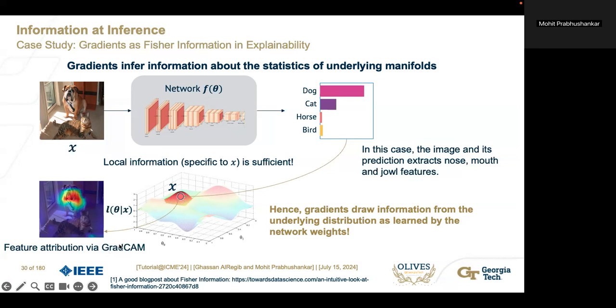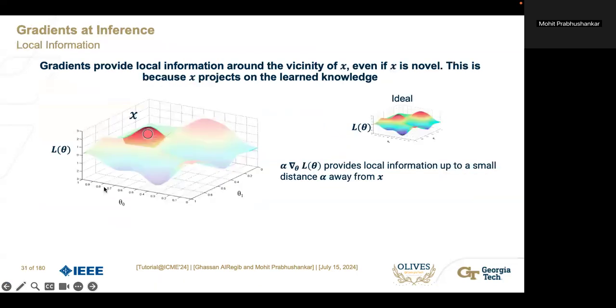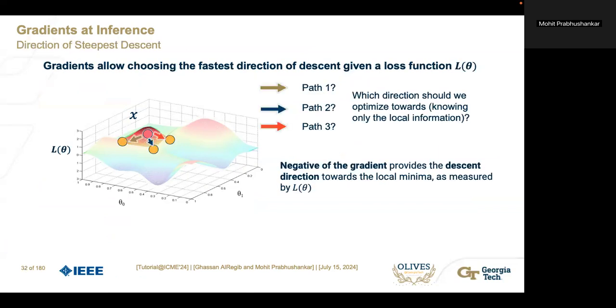GradCam is a method of explainability. We'll talk about that later down the line, and we'll be using gradients to extract this kind of information. So why are gradients important? Well, the first reason is that it gives you some kind of local information around the projection where the novel data or the training data can exist. Importantly, it gives us a way to traverse through the manifold.